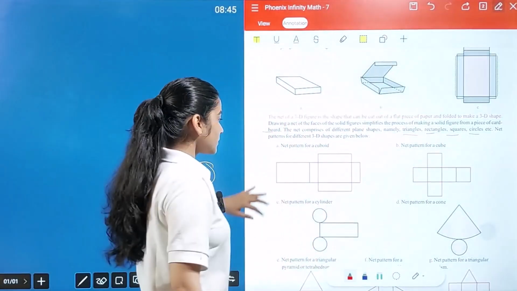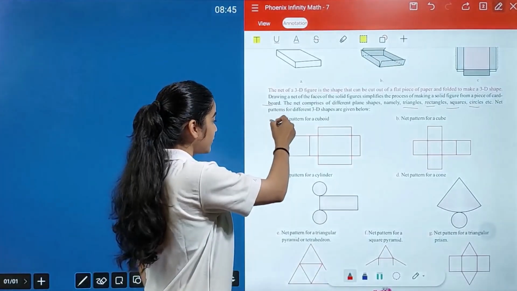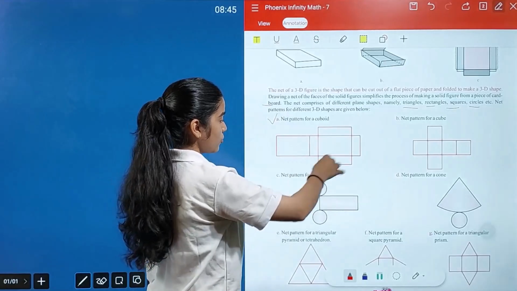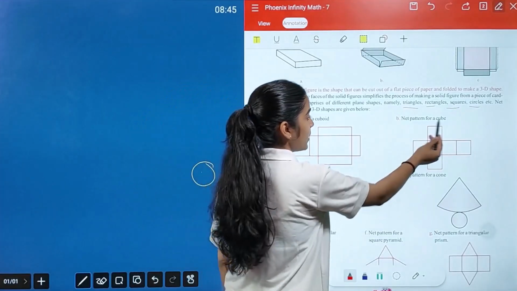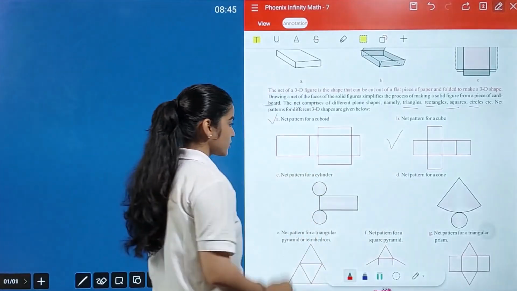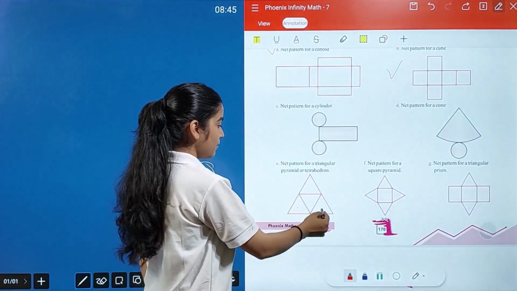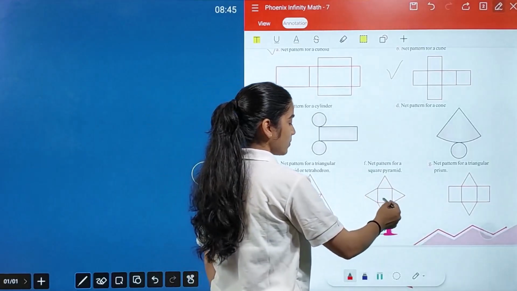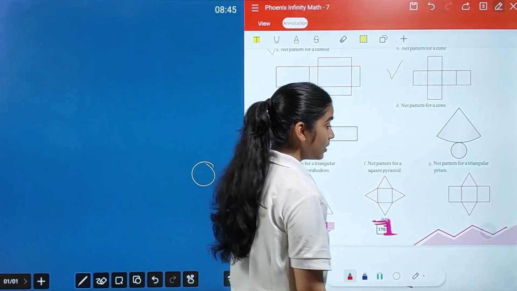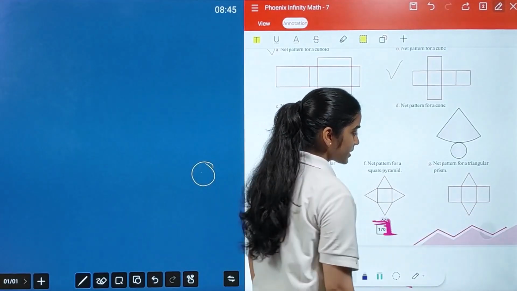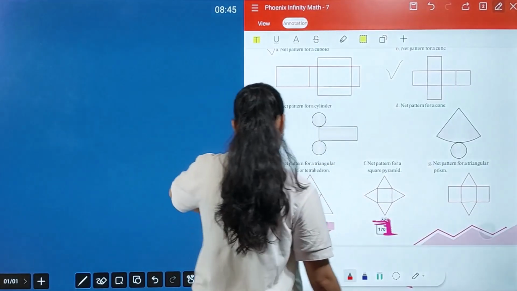Net patterns. Now we are going to see the net patterns we have for different 3D shapes. This is the net pattern for a cuboid. You have to give a look here. Next we have the net pattern for a cube. This is for a cylinder. This one is for a cone, and this one for a triangular pyramid where we have 4 triangles. This is your square pyramid, 1 square and 4 triangles. And this is your triangular prism where we have 3 rectangular faces, or it could be squares, and 2 triangles.